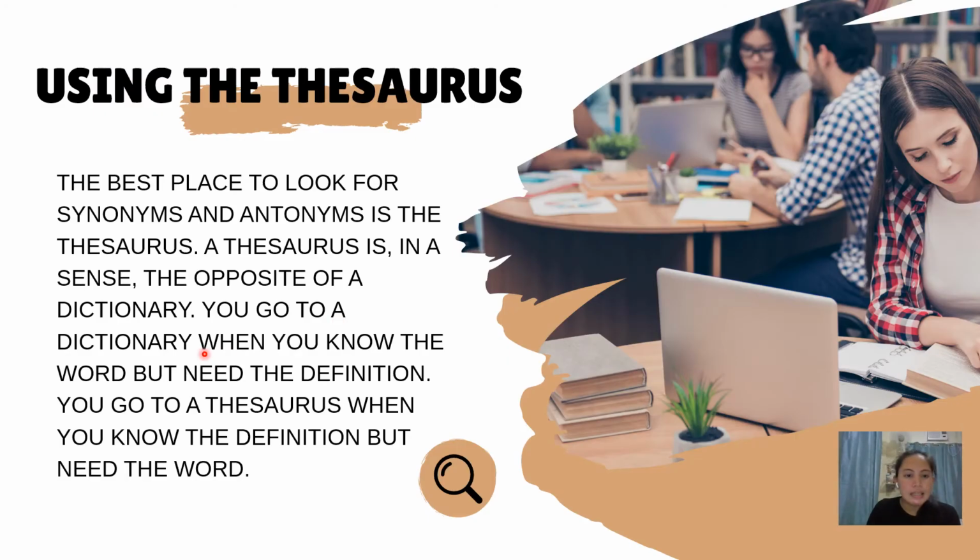Next, using the thesaurus. Okay, so the best place to look for synonyms, antonyms is the thesaurus. Okay, the thesaurus in a sense is the opposite of the dictionary. Pag halimbawa, hindi mo alam yung definition, alam mo yung salita, you go to the dictionary. Right? Sometimes naman, you go to the thesaurus when you know the definition, kaya lang you are trying to find other words. Halimbawa, alam mo naman yung salita na fear. But then you try to look for other terms na pwede pang i-associate dun sa word na fear. Okay?